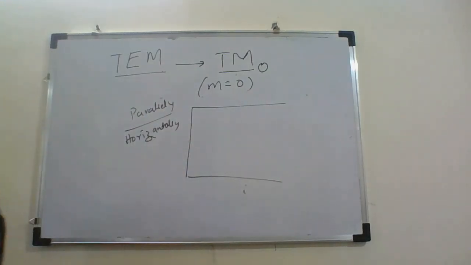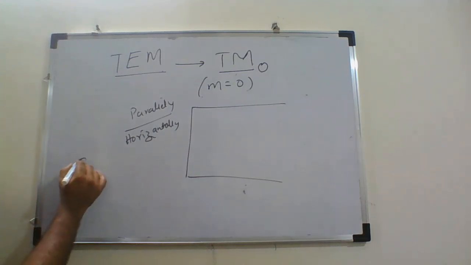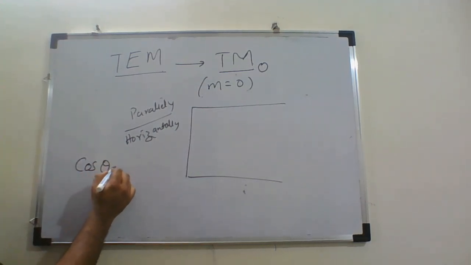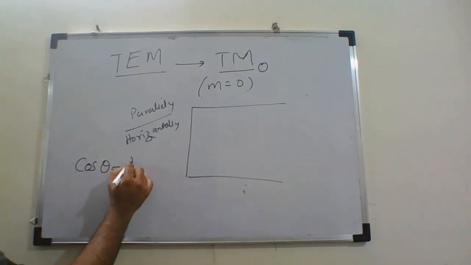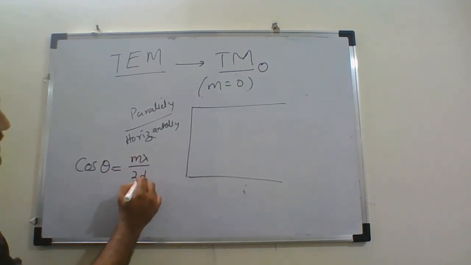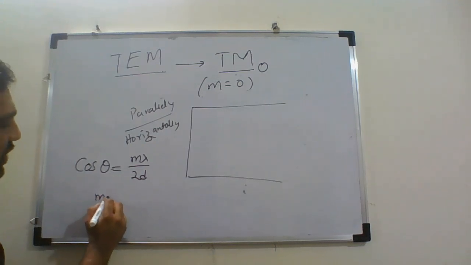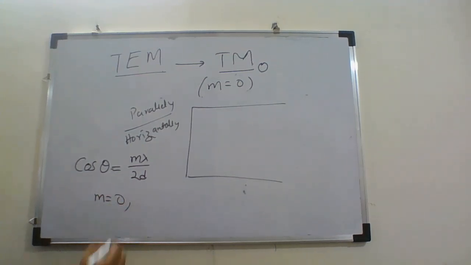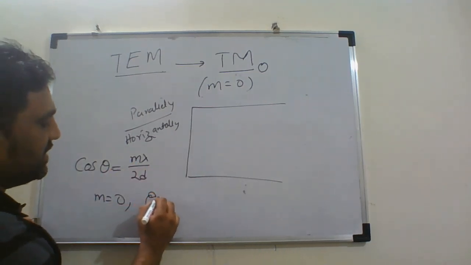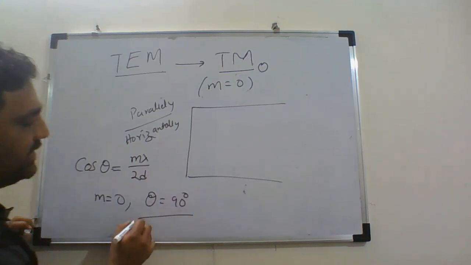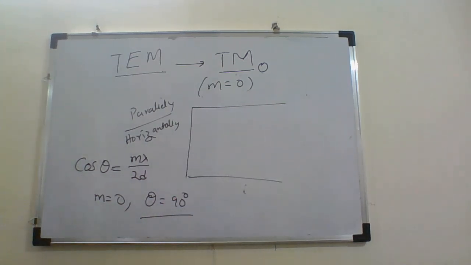So that will happen when? In the previous lecture we discussed that the launching angle for any waveguide can be given as cos theta equal to m lambda by 2d. From this, if I want to get m equal to 0, my theta should be equal to 90 degrees. Whenever my theta is equal to 90 degrees, I will get m equal to 0. That means I will get a TM0 propagation.